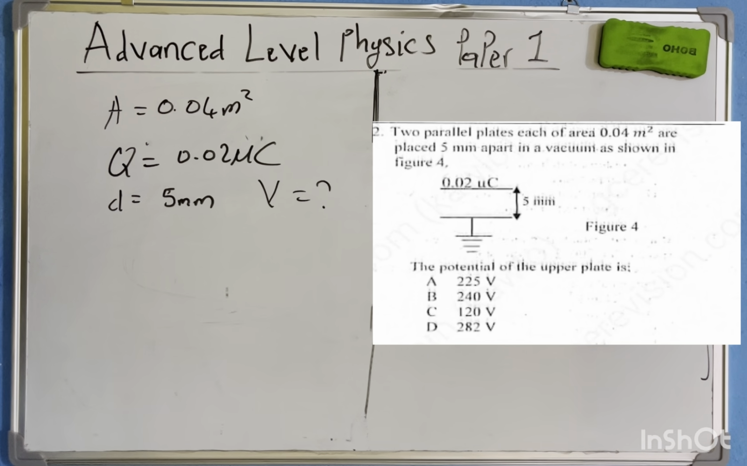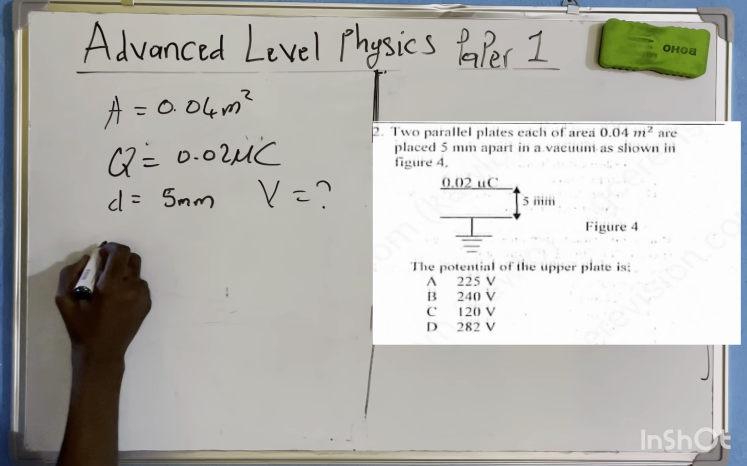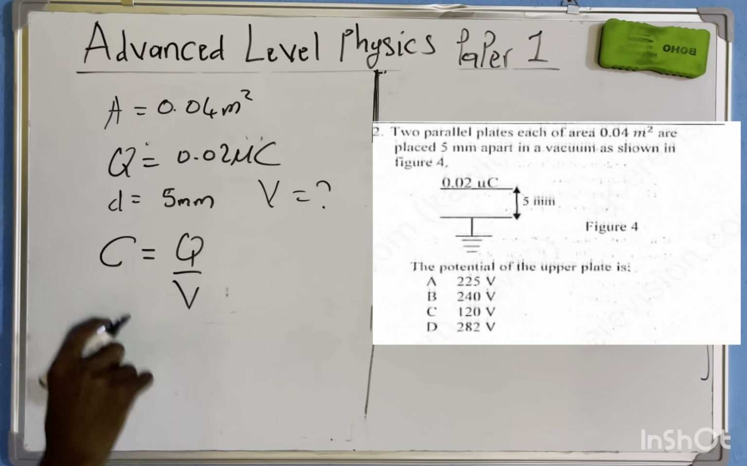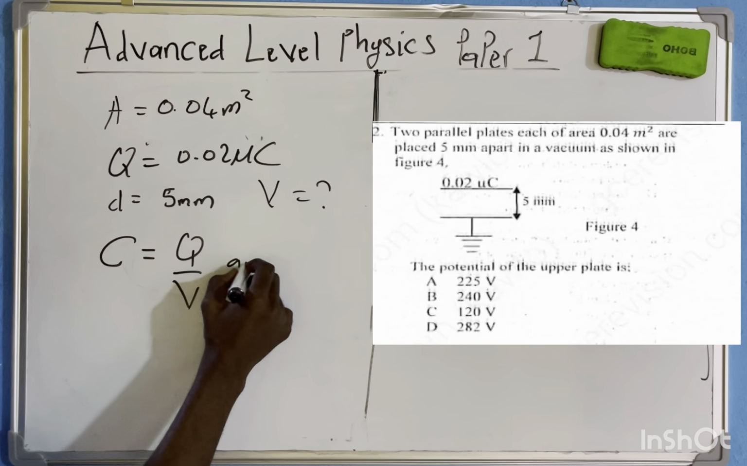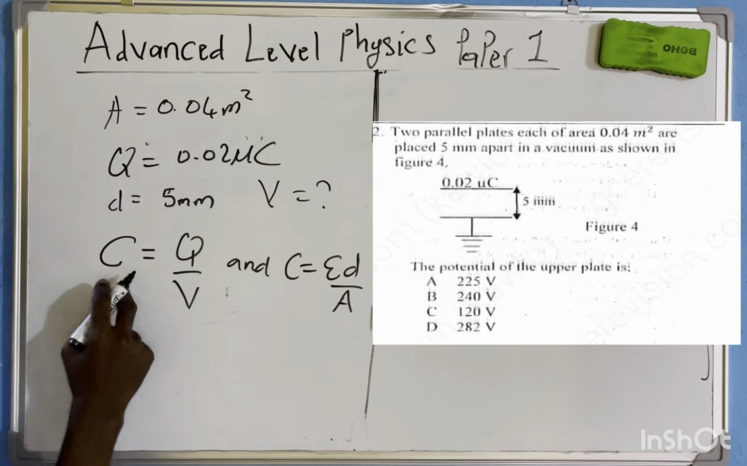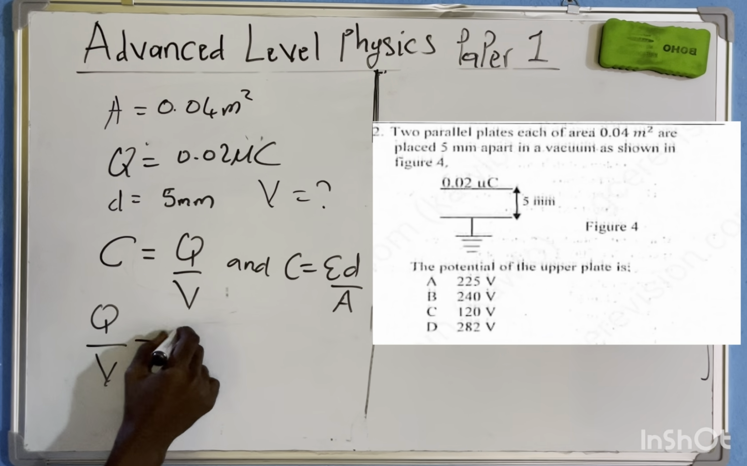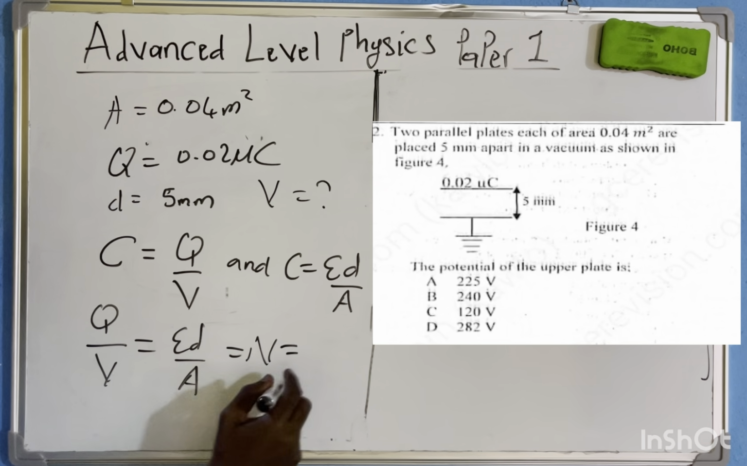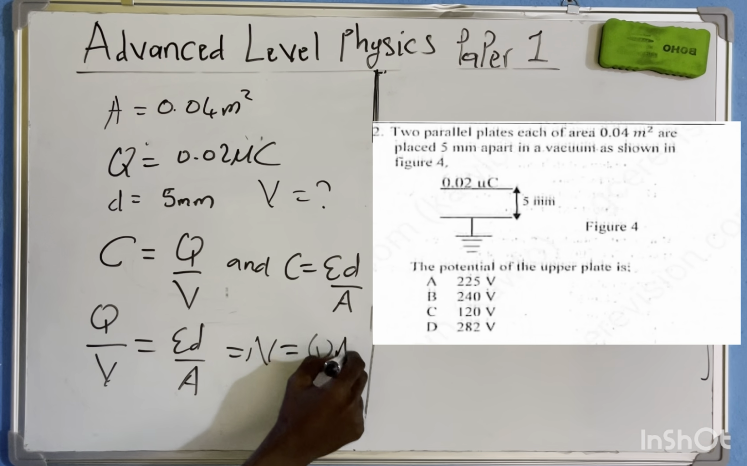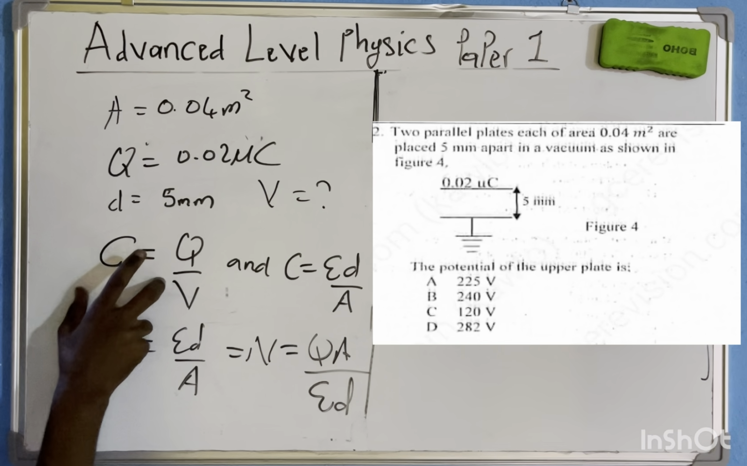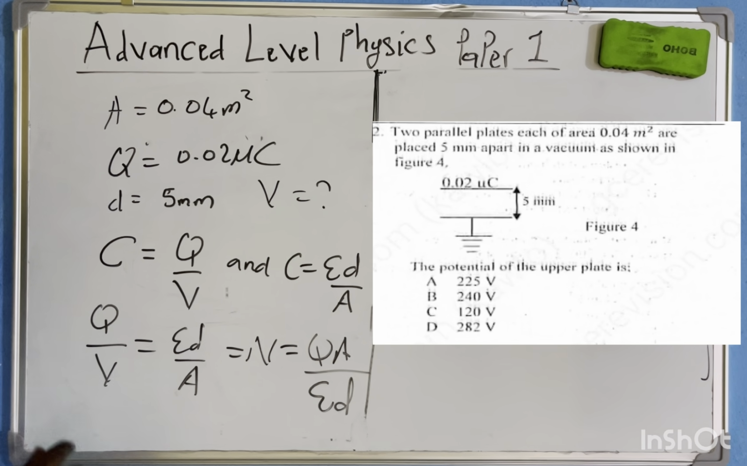What I know first of all is that the capacitance of a capacitor is given as Q all over V, because these are two parallel plates of a capacitor. And I also know that C is epsilon A on D. So from these two formulas I can equate them. I'm looking for V, therefore I make V the subject. I'll have V equals QD all over epsilon A. Are you understanding? From these two formulas of capacitance, you come out with V.